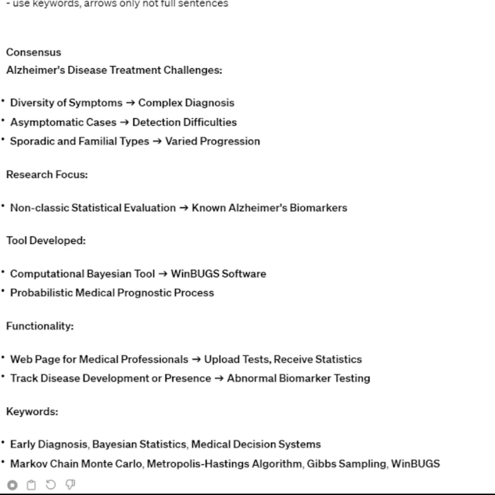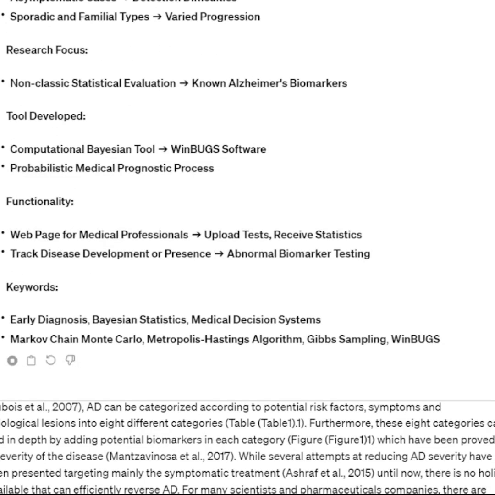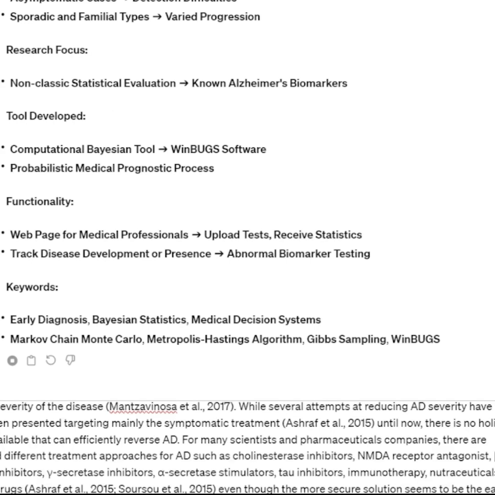Functionality: web page for medical professionals, upload tests, receive statistics, track disease development or presence, abnormal biomarker testing. Keywords: early diagnosis, Bayesian statistics, medical decision systems, Markov chain Monte Carlo, Metropolis-Hastings algorithm, WinBUGS.